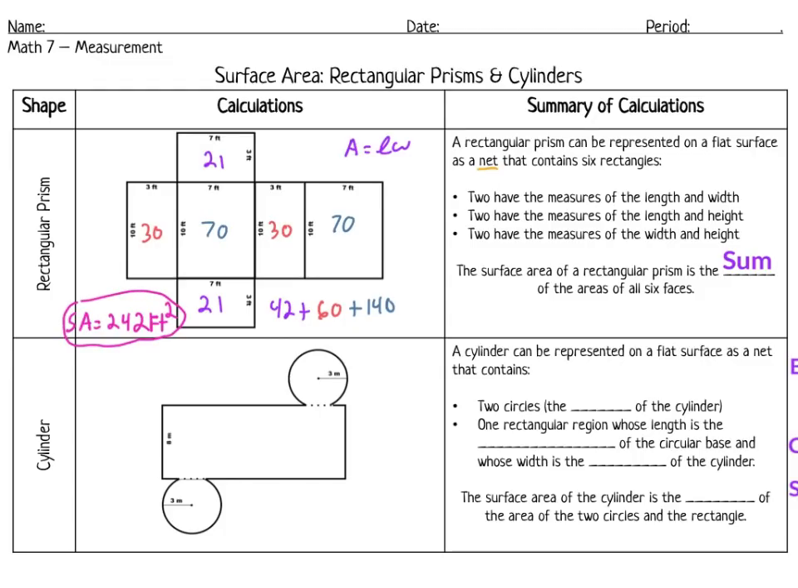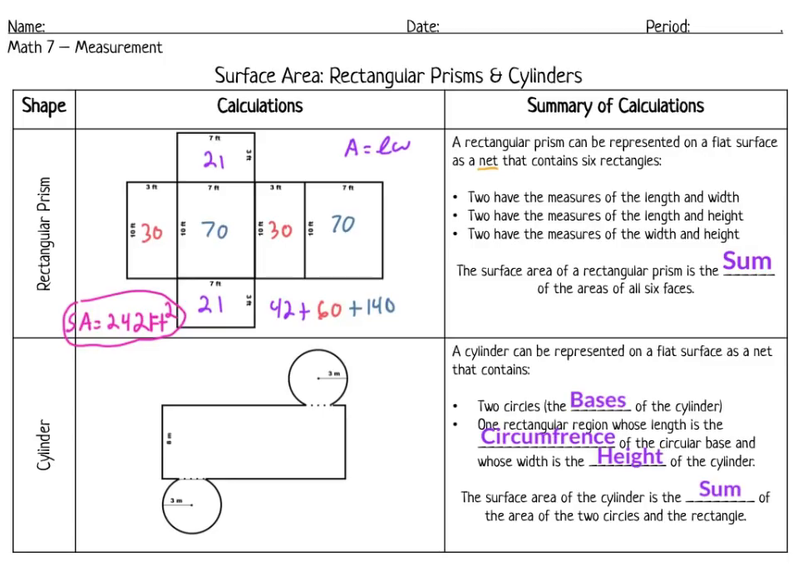Now let's move on to our cylinder. Again, I took my cylinder, flattened it out and laid it down so that it is a net. A cylinder represented on a flat surface, or a net, contains 2 circles, and we call those the bases of the cylinder. Then we have 1 rectangle whose length is the circumference of the circular base, so it goes around the base, and whose width is the height of the cylinder. The surface area of the cylinder is the sum of the area of the 2 circles and the rectangle. And that makes sense.